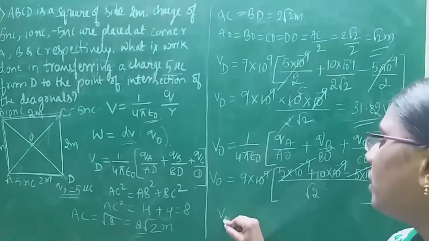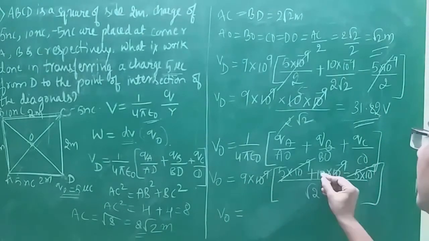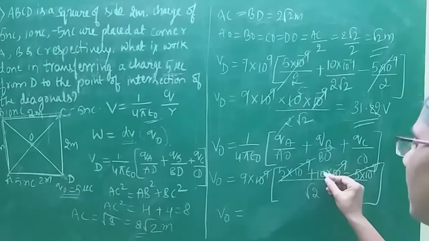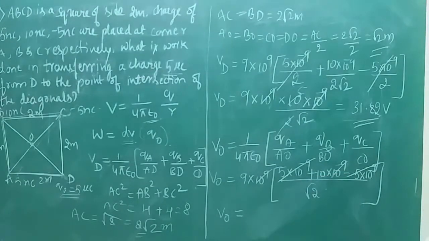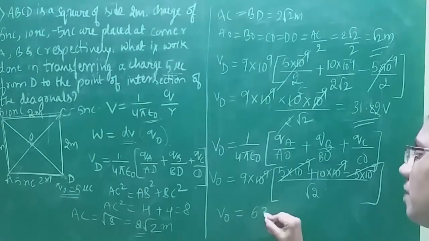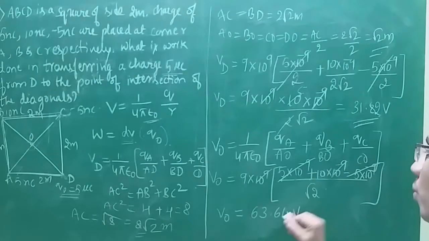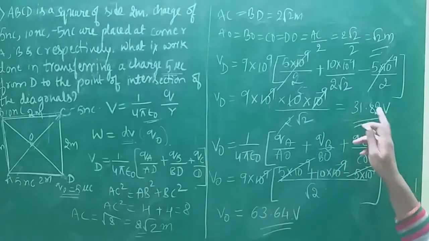Therefore, we get V naught equal to 9 into 10, which means 90, divided by root 2 meter. That is 90 divided by root 2, which means 63.64 volt. So we know the V naught value and the VD value.